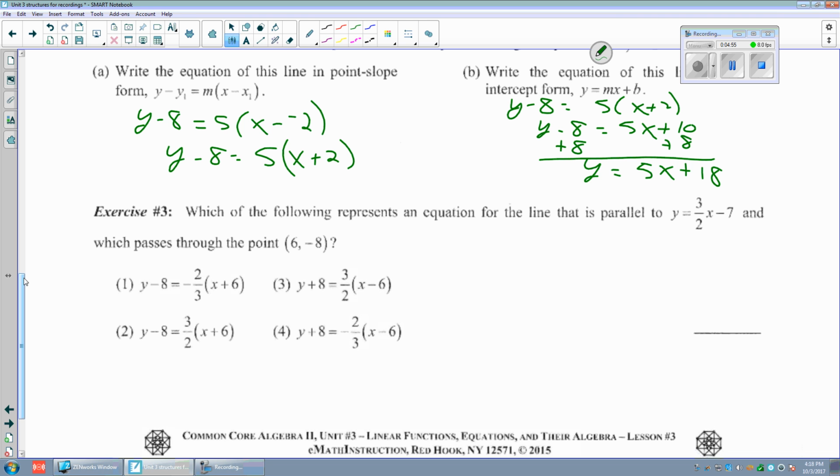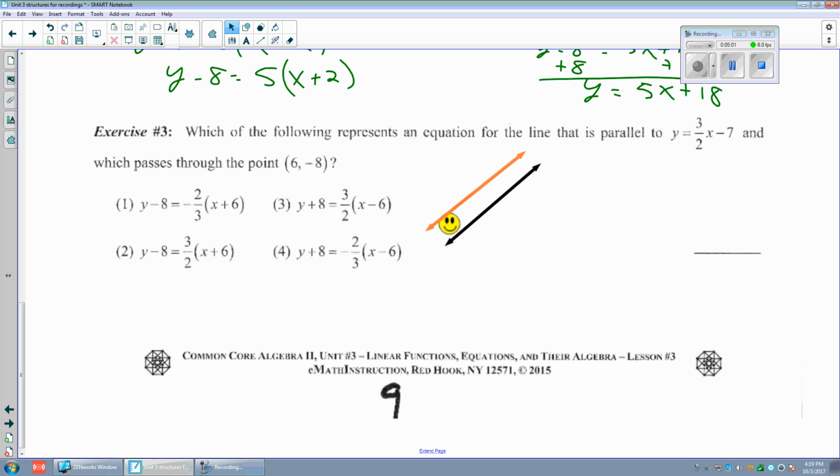Parallel. How do I know these two lines are parallel? Don't say because they don't touch. Well, they will eventually. Of course they will eventually. How do I know these two lines are parallel? Same slope. That's the algebra definition. Has to have a slope of 3/2. Parallel to that.